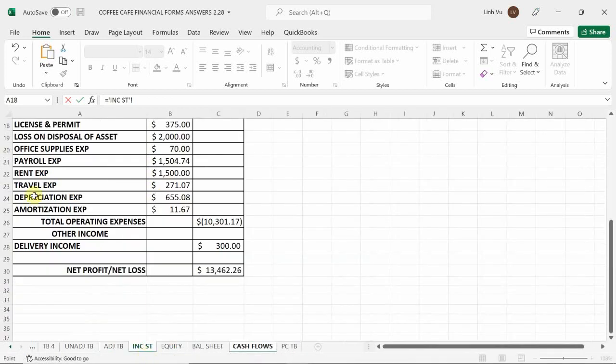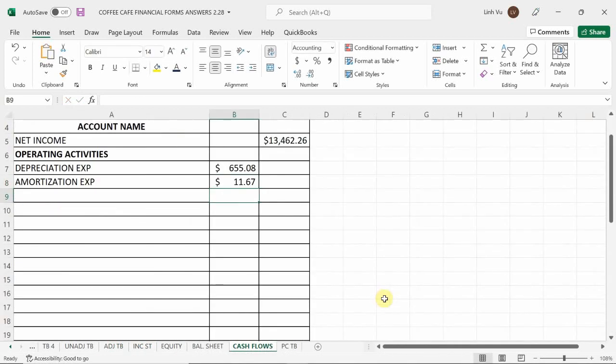Sorry, I keep going back into the wrong worksheet. There you go. Amortization for 1167. You have to add that back into your net income because you never spent it. You never spent that money in the first place.